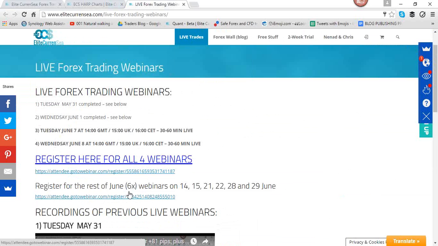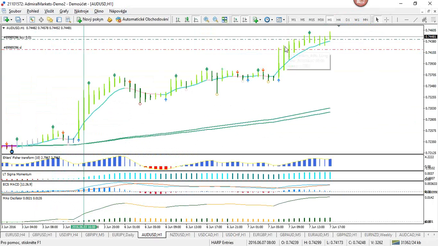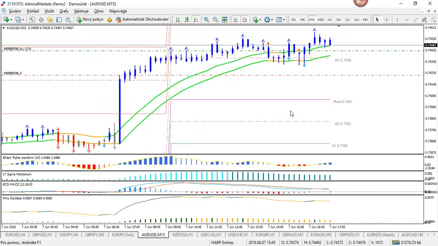All right, folks. Well, I hope that's clear regarding the trend. So remember that these colored candles and the momentum indicator are the primary things for trend. This is what you're going to get access to.